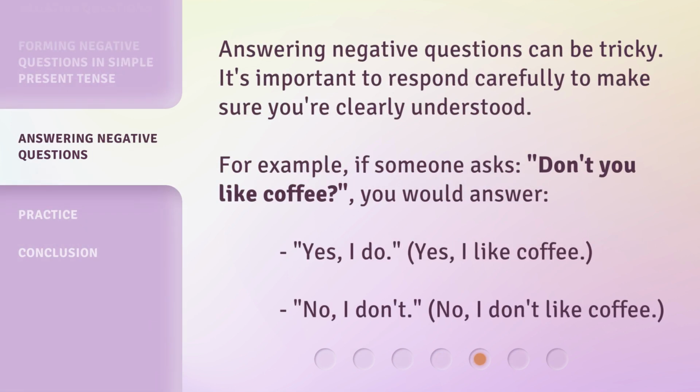Answering negative questions can be tricky. It's important to respond carefully to make sure you're clearly understood. For example, if someone asks, "Don't you like coffee?" you would answer, "Yes, I do. Yes, I like coffee." or "No, I don't. No, I don't like coffee."